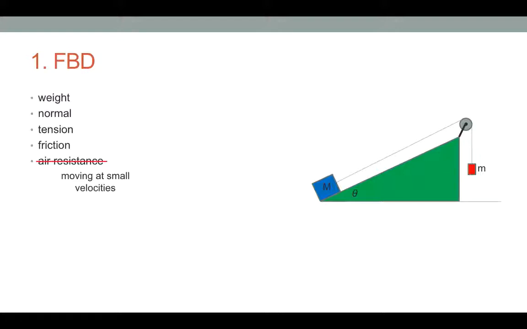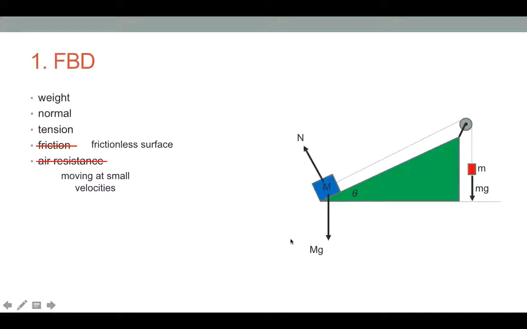Okay, free body diagrams. We're going to ignore air resistance, and again, we'll assume the velocities will be small enough we can neglect them. We're also told the surfaces are frictionless, so we do not need to worry about friction. So these are the forces we need to worry about: weight, normal, and tension. So we have the weight of the blue block, which is capital Mg, and the weight of the red block, which is little mg.